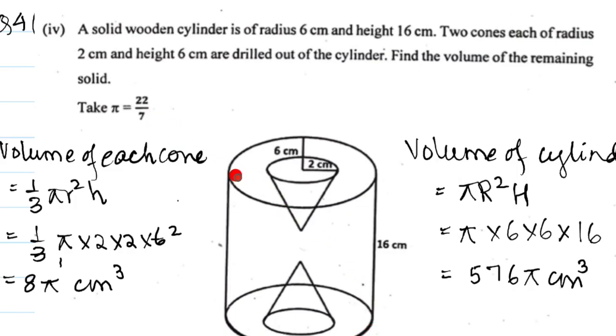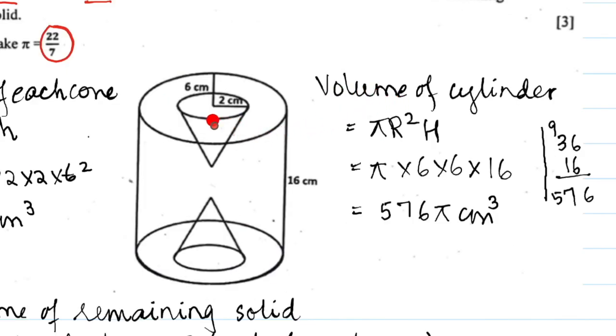Question number 4, the 4th subpart. A solid wooden cylinder of radius 6 centimeters, height 16 centimeters, 2 cones each of radius 2 centimeters, height 6 centimeters, they are drilled out of the cylinder. Find the volume of the remaining solid. Take pi as 22/7. Now out here, you have to find the volume of the cylinder and subtract the volumes of the 2 cones.